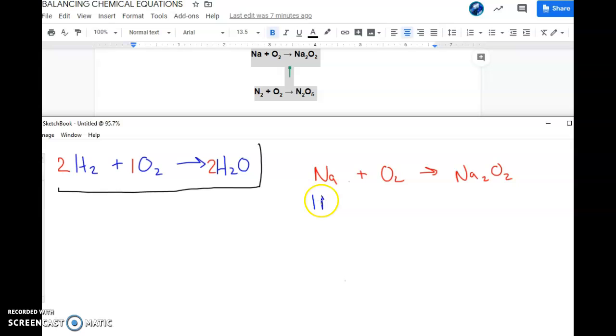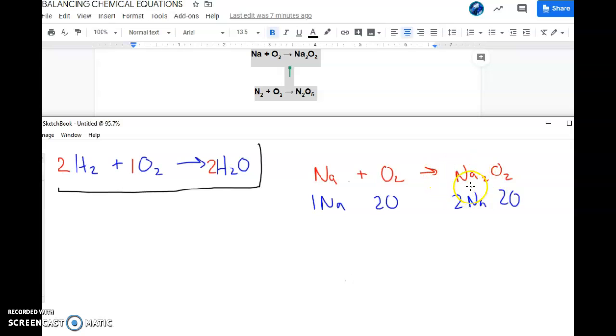we have one sodium here, two oxygens here, two sodiums here, and two oxygens here. So I have more sodiums on one side than the other. The way we fix this is by adding coefficients to our equation. And a coefficient is a number you put in front of a symbol to increase its quantity. It's basically a number you put in front to multiply things.